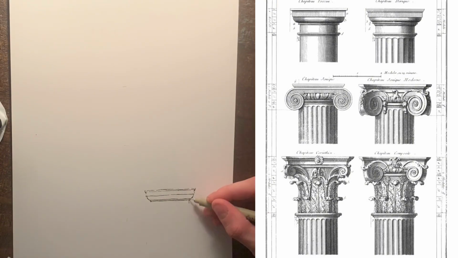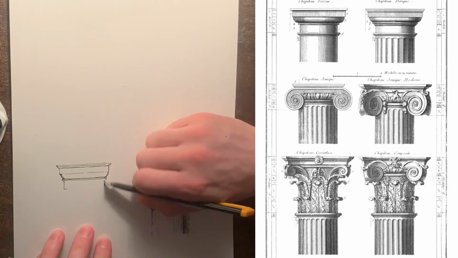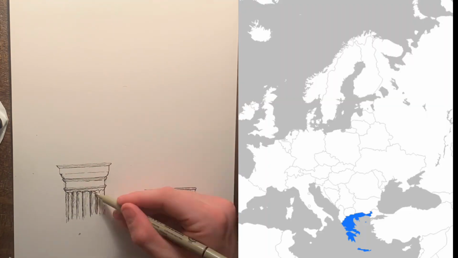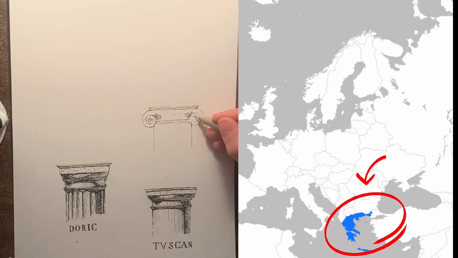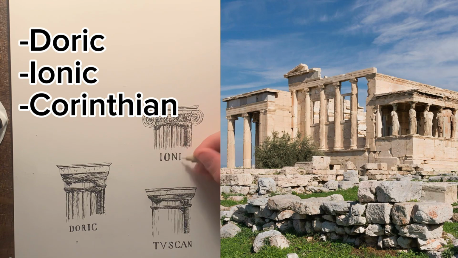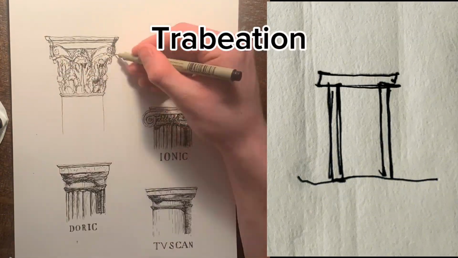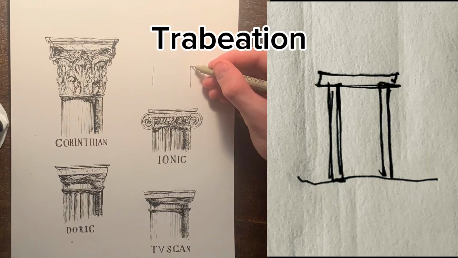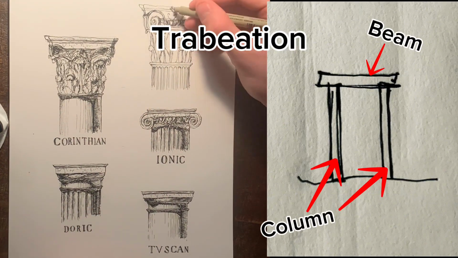Now let's get into a bit of history. Where did the orders come from? The story of the classical orders begins in ancient Greece. Over several centuries, the Greek architects developed an elegant architectural language centered around 3 orders: the Doric, the Ionic, and the Corinthian. These buildings were constructed using trabeation, which is also known as post and lintel construction, in which horizontal beams are supported by vertical columns.